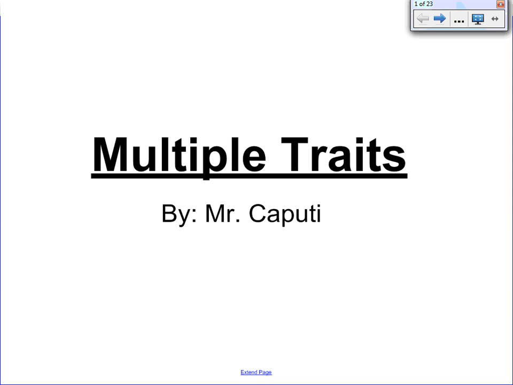Welcome to video 7 of the genetics video series. Today we're going to be learning about multiple traits. So instead of just looking at one trait like eye color or hair color, we're actually going to see what happens when we try to track multiple traits in the kids.